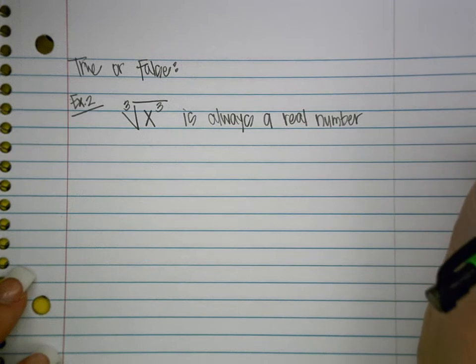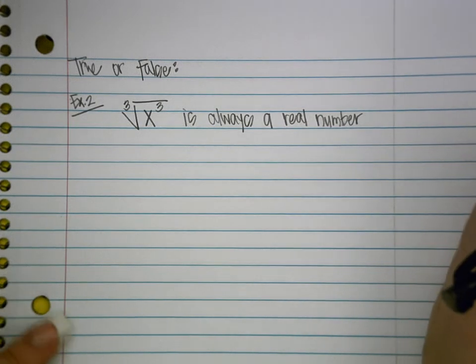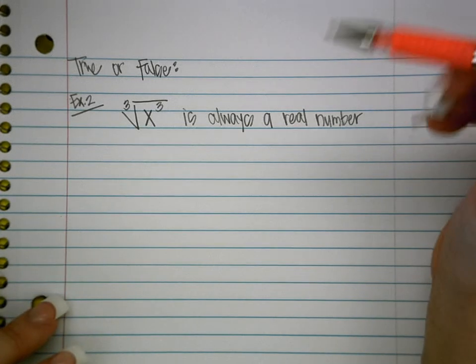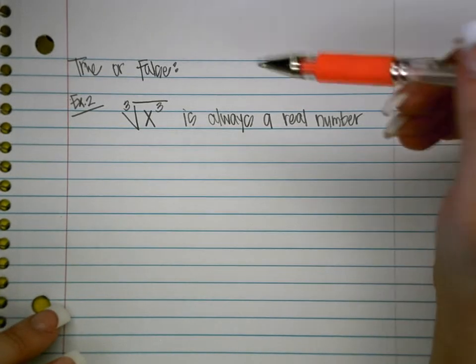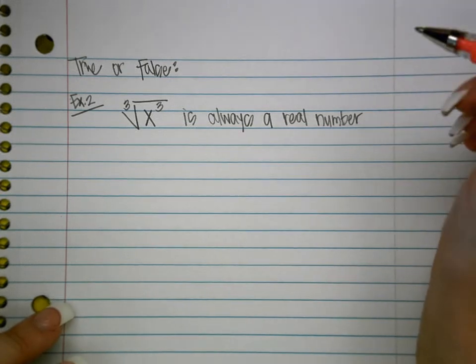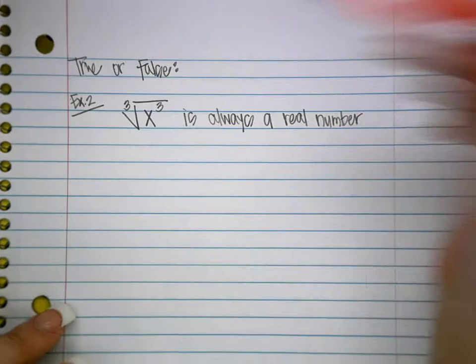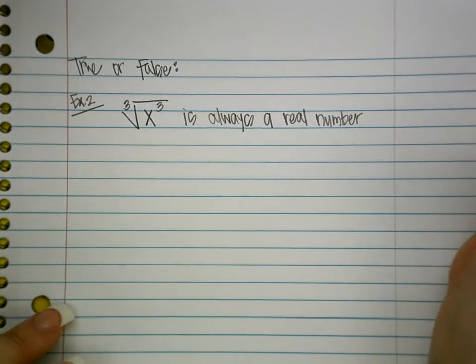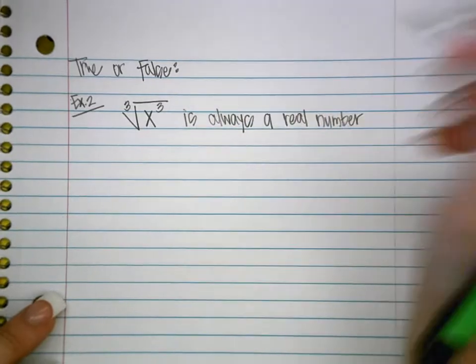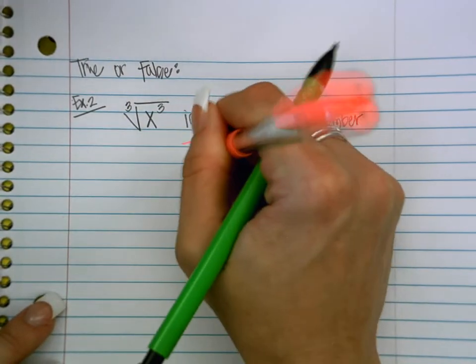Is 0 a real number? 0 is a real number, yes. Real numbers basically are whole numbers, decimals, fractions, positives, negatives, anything like that. So basically this is asking you, can you simplify that equation? Could you simplify it? Yes. Okay. The cube root of x cubed is always a real number, that is true.